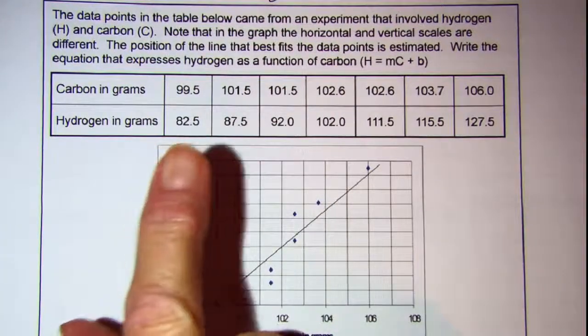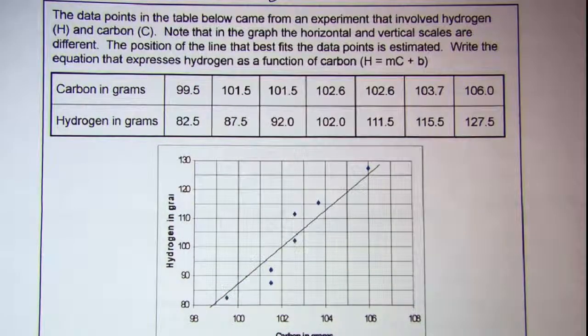In our problem, the data points in the table below came from an experiment that involved hydrogen and carbon. Note that in the graph, the horizontal and vertical scales are different. The position of the line that best fits the data points is estimated, and we're asked to write the equation that expresses hydrogen as a function of carbon.